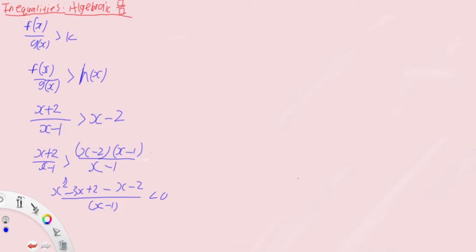Then from here, it's simply (x squared minus 4x) over (x minus 1) less than 0. I then factorize, which will be x times (x minus 4) over (x minus 1) less than 0. Then from here, it's basically the same as what we've been doing previously. In the previous video, you just consider the critical values. So we have 0, 1, and 4.